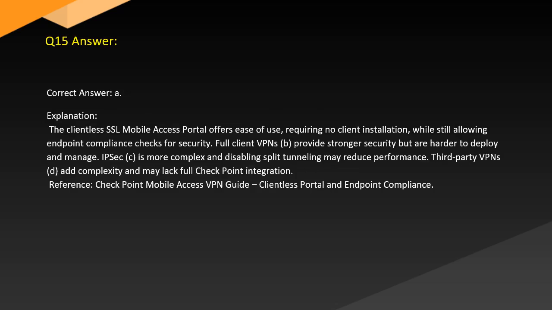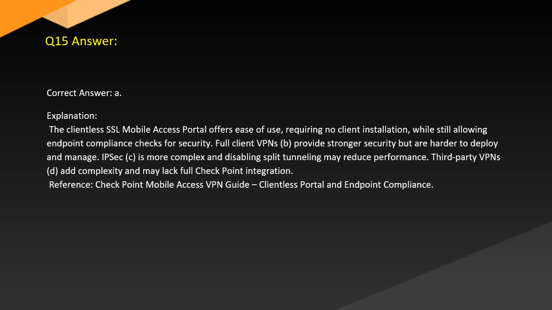Answer. Correct answer: A. Explanation: The clientless SSL Mobile Access portal offers ease of use, requiring no client installation while still allowing endpoint compliance checks for security. Full client VPNs, B, provide stronger security but are harder to deploy and manage. IPsec, C, is more complex and disabling split tunneling may reduce performance. Third-party VPNs, D, add complexity and may lack full Check Point integration.